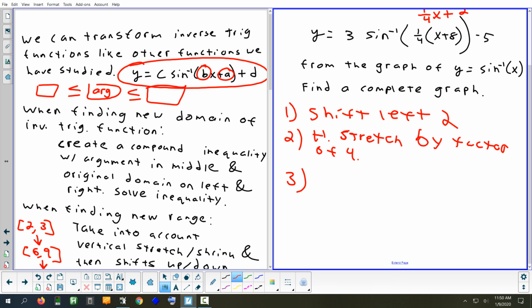All right, third transformation. Jacob, what number do I focus on for my third transformation? 3. Yep, the 3, because that's in the C spot. Can someone tell me what does the 3 do to your graph? Vertical stretch by 3. Don't mess with it. Just what you see is what you do. It's not the opposite. Vertical stretch by 3. And the fourth transformation, the only number left is the -5, and the -5 is going to move it down 5. So shift down 5.